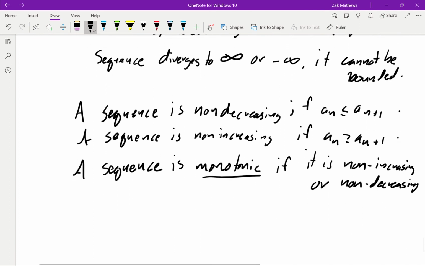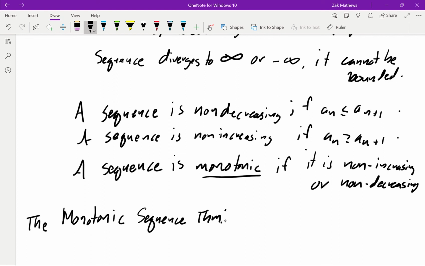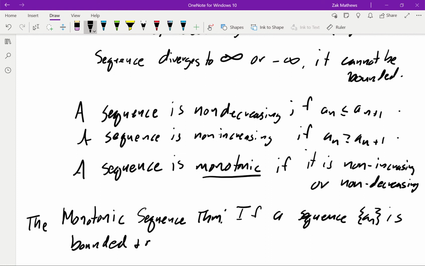And so we'll end on one last theorem, the monotonic sequence theorem. If a sequence an is bounded and monotonic, it is convergent.